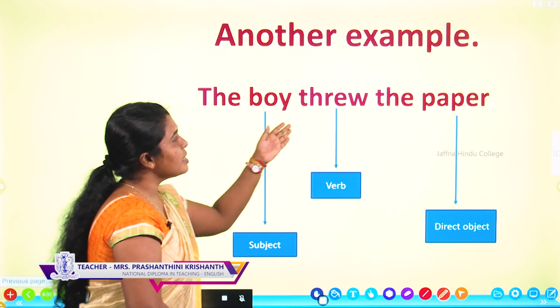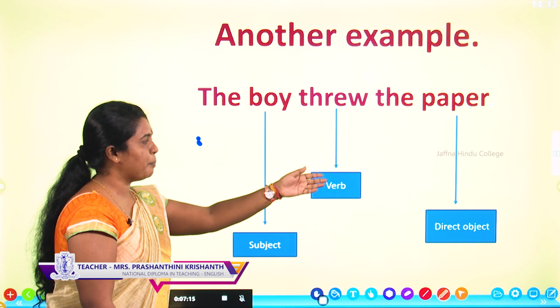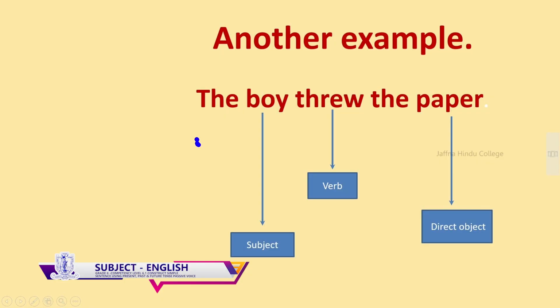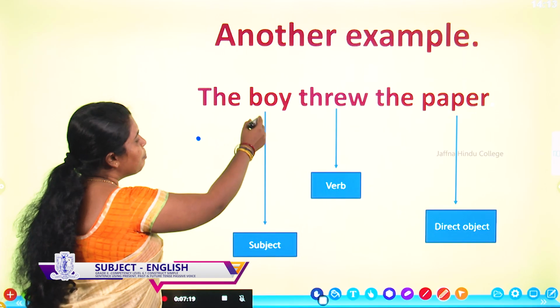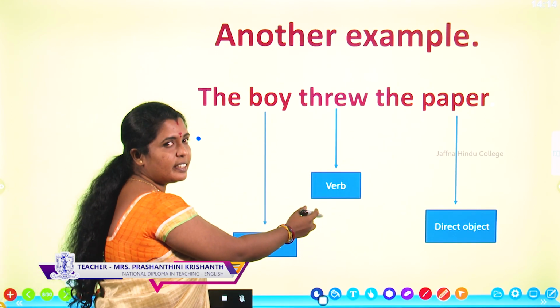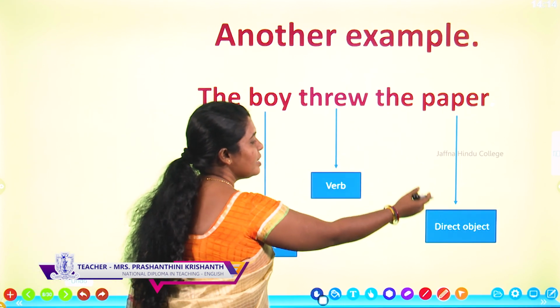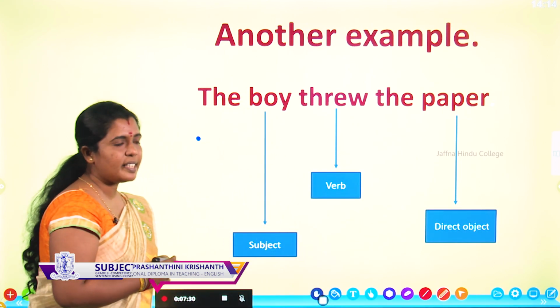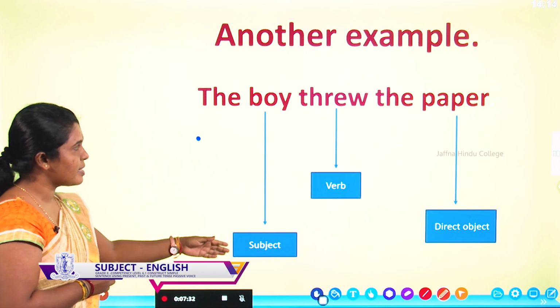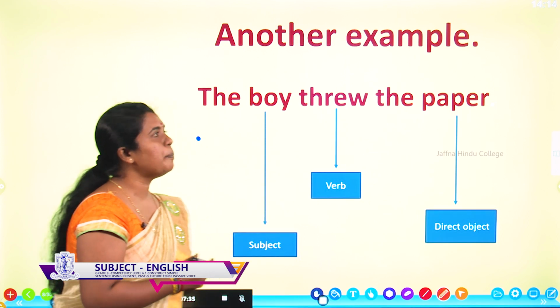The boy threw the paper. Okay, the boy threw the paper. See here, boy is the subject. What is the verb of this sentence? Threw. And the paper, right? Direct object is there. So the boy is the subject, verb is threw, direct object is the paper.